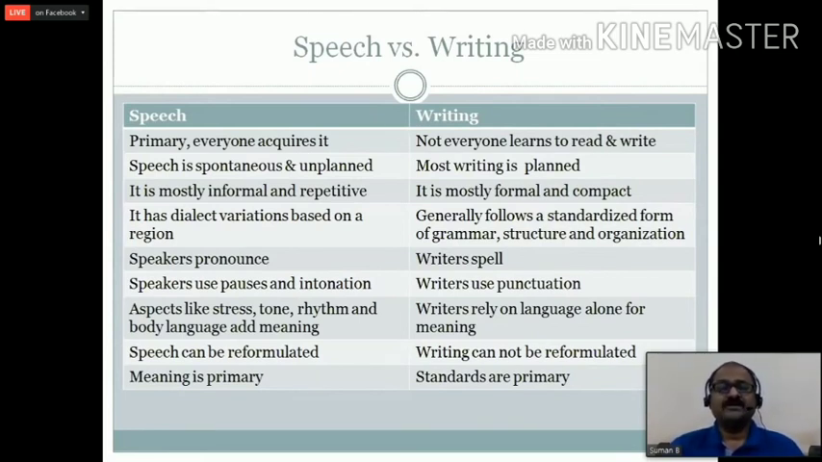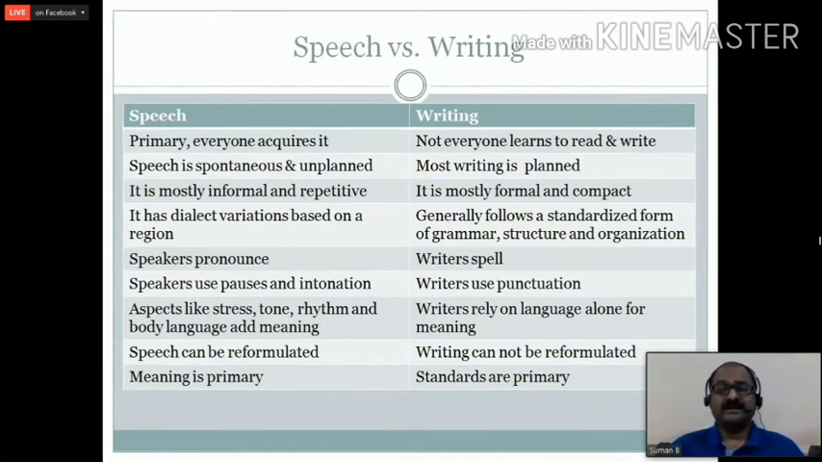Like spoken English, speech has dialect variations. This is something that can be understood very easily even from our mother tongue, Telugu, right? The same language can have different dialect variations based on region. For example, the Telugu that is spoken in Rayalaseema is different in terms of certain words and also the accent, the way you pronounce, compared to the Telugu that is used in the coastal parts of Andhra Pradesh. So this is similar for all languages, including English.